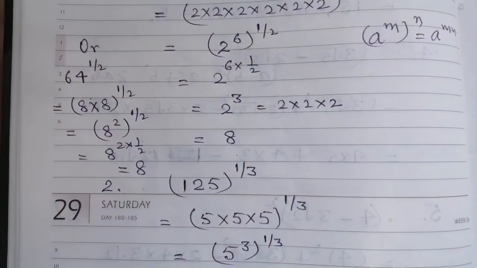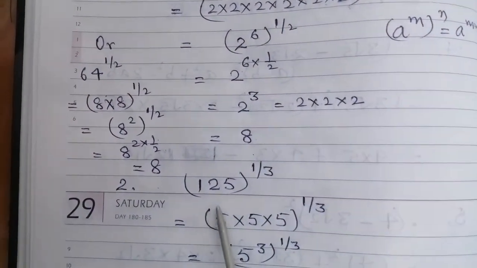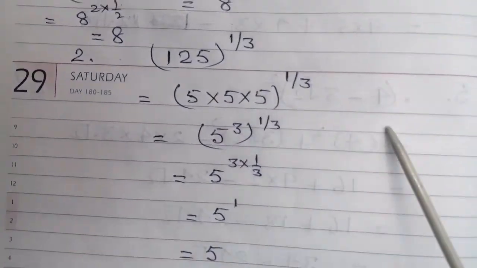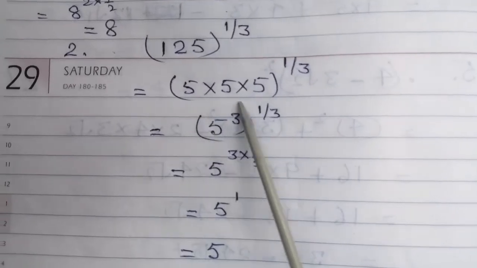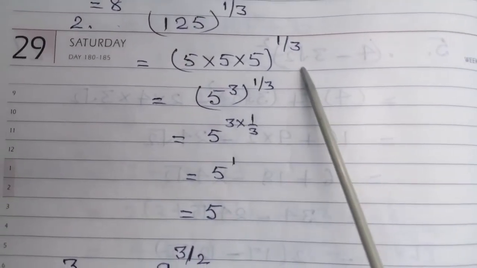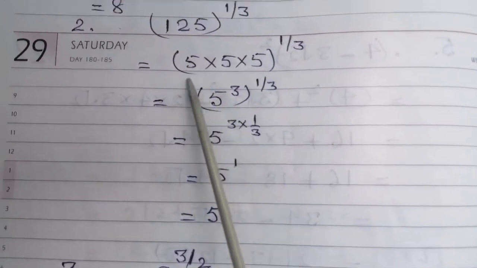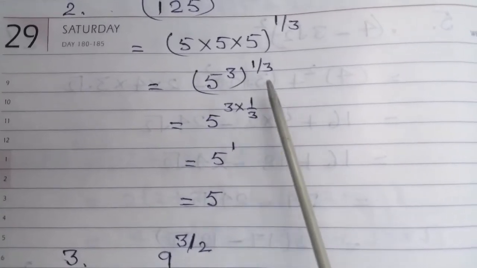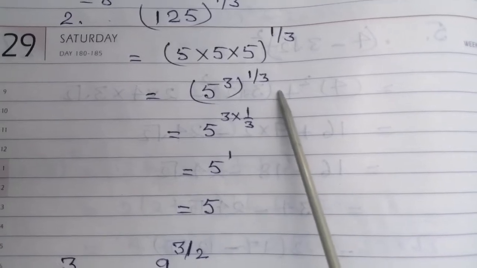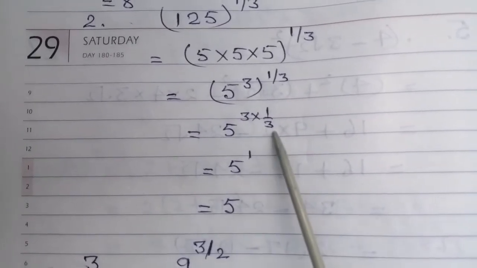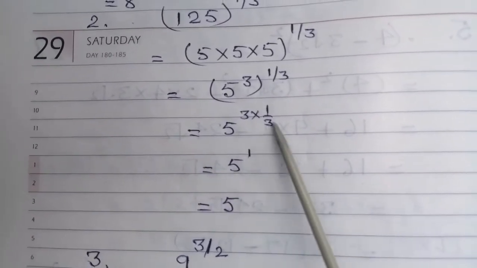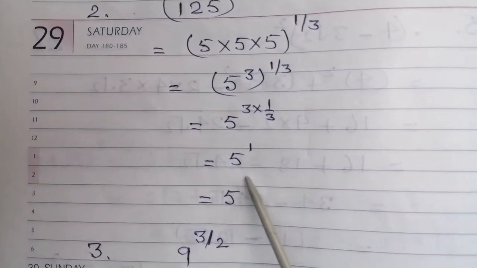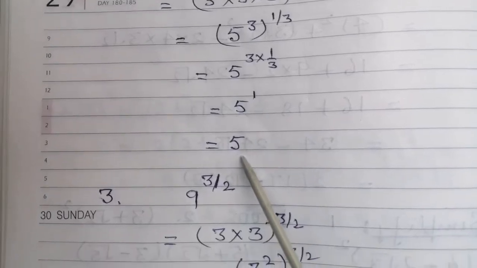Similarly, second question is 125 raised to power 1 over 3. Again factorize 125. So 5 into 5 into 5 whole raised to power 1 over 3. So you can write it as 5 raised to power 3 whole raised to power 1 over 3. So power raised to power we are having, so 3 multiplied by 1 over 3. 5 raised to power 3 into 1 over 3. So 3 and 3 will get cancelled. So 5 raised to power 1, which is equal to 5.